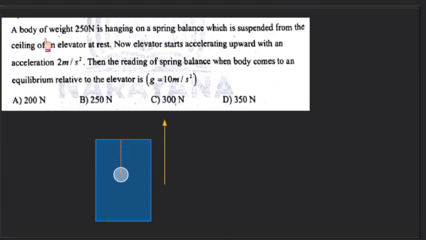Next one is this one. A body of weight 250 Newton is hanging on a spring balance which is suspended from the ceiling of an elevator at rest. Now the elevator starts accelerating upward with an acceleration of 2 meter per second square. Then the reading of the spring balance when the body comes to equilibrium relative to the elevator is, right? So here this frame is moving up with an acceleration of 2 meter per second square.